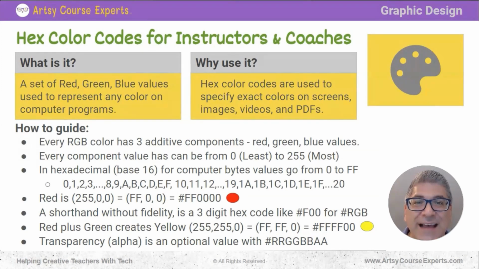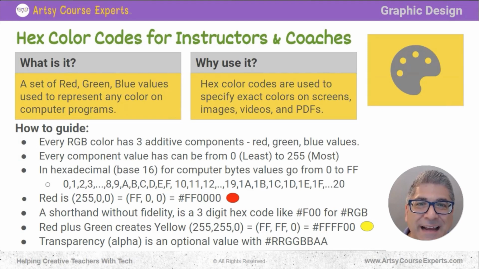So then it's 10, 11, 12, 13, all the way up to 19. But instead of 20, it's 1A, 1B, 1C, 1D, 1E, 1F. Okay, don't get lost in all that. Just know that there's this other number system out there.